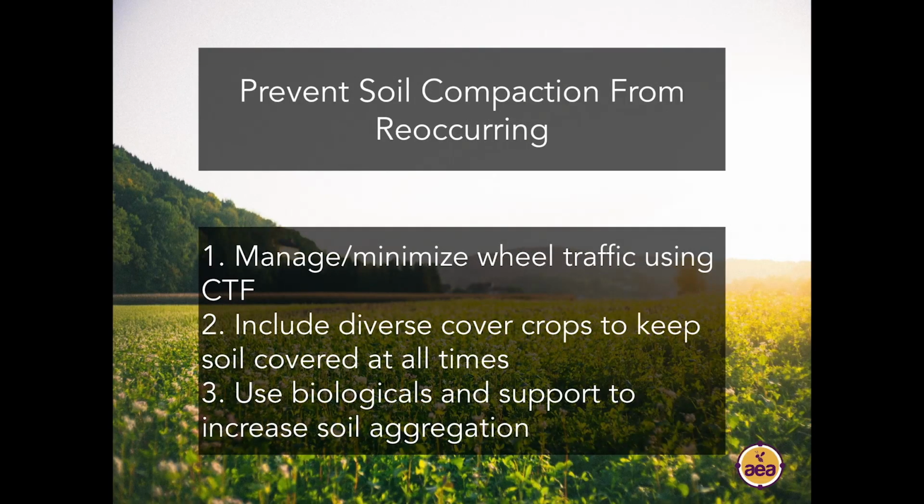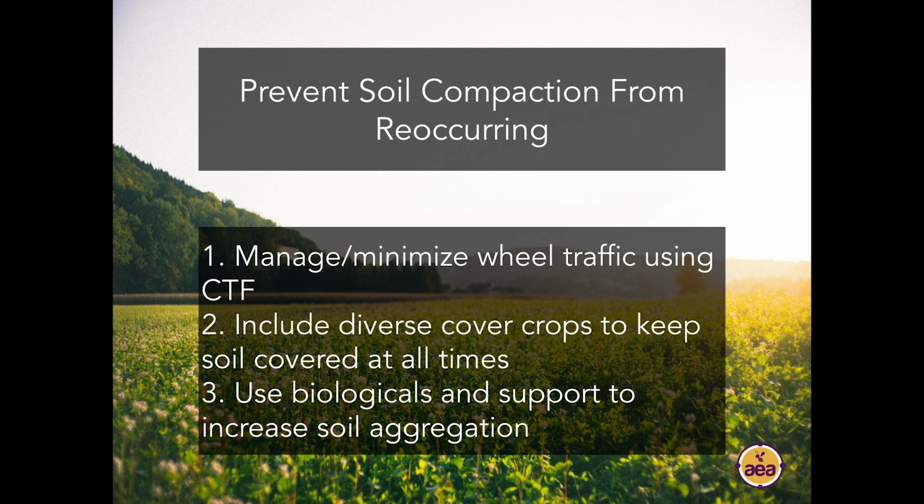To prevent soil compaction from reoccurring, the farms that have been the most successful no-till farms for the long term are farms that are minimizing their wheel traffic using controlled traffic farming, where you have wheel tracks in the exact same location matching up with the harvesters, planters, cultivators, whatever equipment crosses that field, all following the exact same tracks. And then by also including diverse cover crops, so keeping your soils covered at all times. Many of you already know this very well, don't need to repeat myself. And then using biologicals and biostimulants to increase soil aggregation.